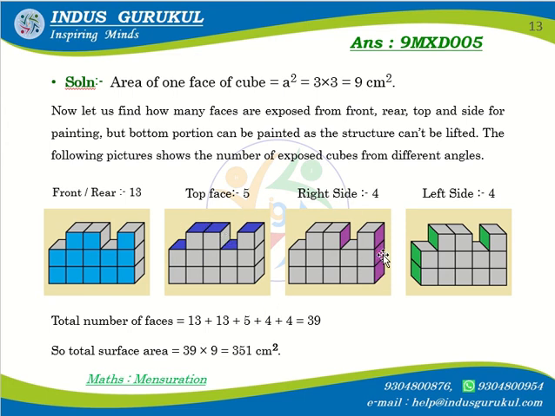Right side. Now the point is, from the right side, these are 3, but there is one more exposed surface, this one. Just see that violet color. So 4. And from the left side, 1, 2, 3 and 4 again. So 4. So the total is 39 faces exposed, but we are not considering the bottom because it is an assembly. So 39 multiplied by 9 results in 351 square centimeter, which is the total exposed surface area.